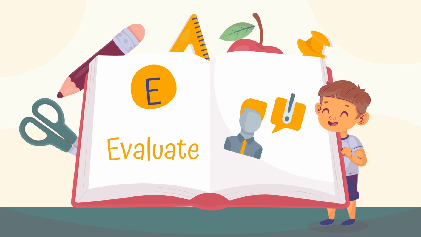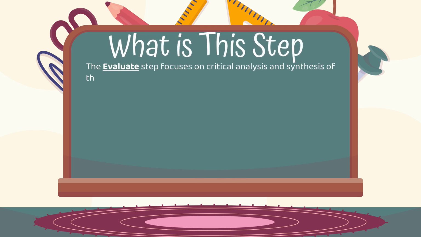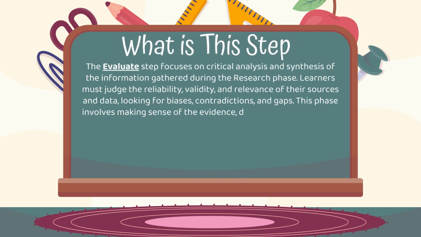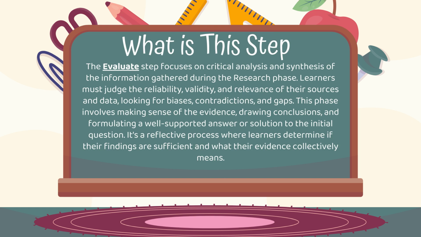Our third step is E for evaluate. This step focuses on the critical analysis and synthesis of the information gathered during the research phase. Learners must judge the reliability, validity, and relevance of their sources and data, looking for biases, contradictions, and gaps. This is a reflective process where learners determine if their findings are sufficient, draw conclusions, and formulate a well-supported answer or solution to the initial question.